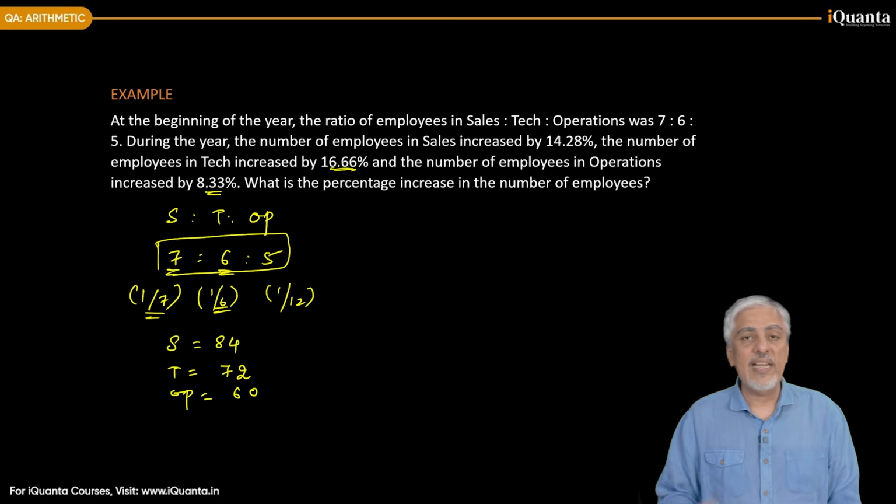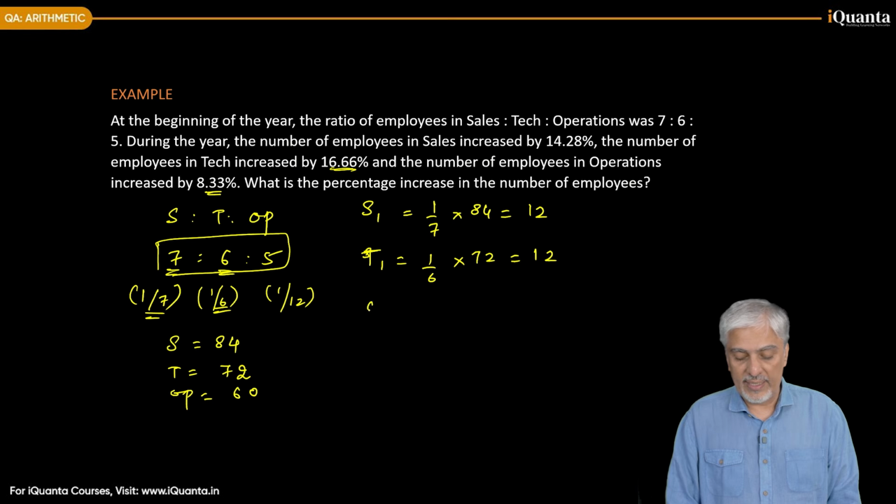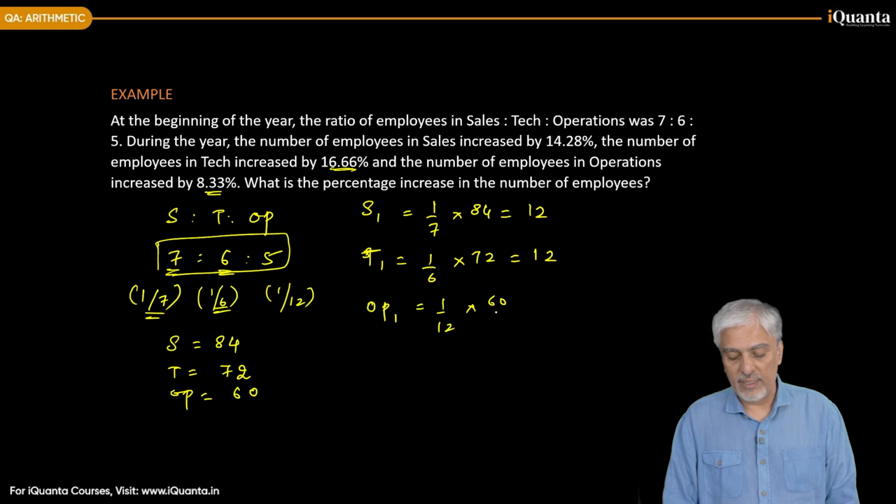Now we can find each increment and then the percentage increase. I'm finding only the increase. Increase in sales is 1 by 7 of 84, which is 12. Increment in tech is 1 by 6 of 72, which is also 12. And increase in operations is 1 by 12 of 60, which is 5. So the total increment is 29.